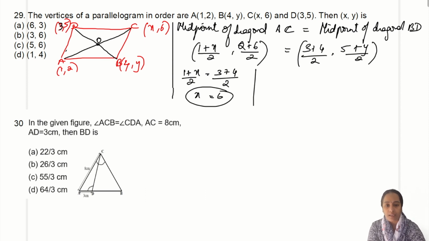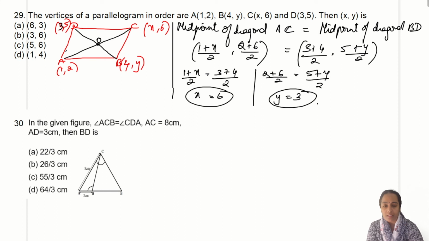Again, I can equate (2 plus 6) by 2 equal to (5 plus y) by 2. So what do I get here, children? The 2 will get cancelled in the denominator. I have 8 equals 5 plus y. So y will be equal to 3 here.